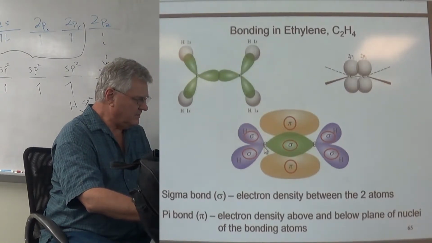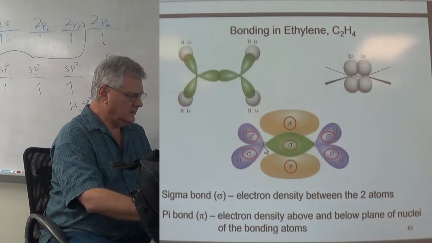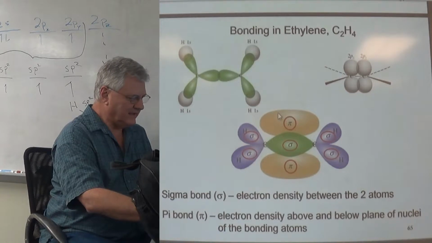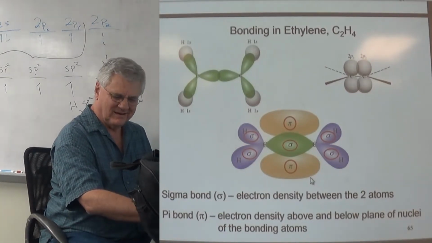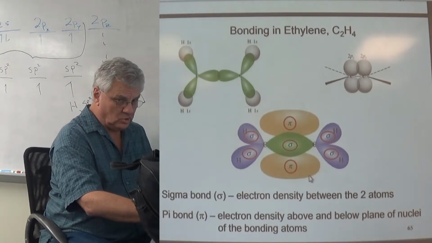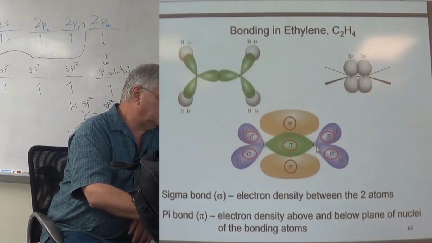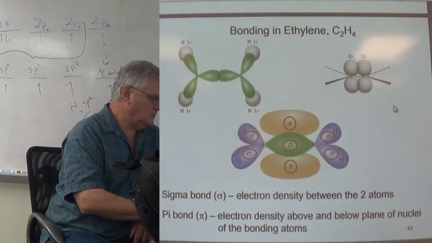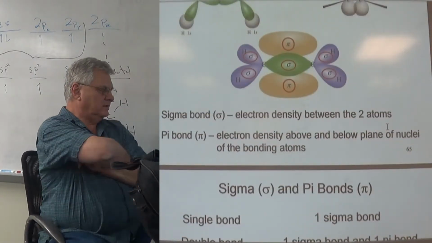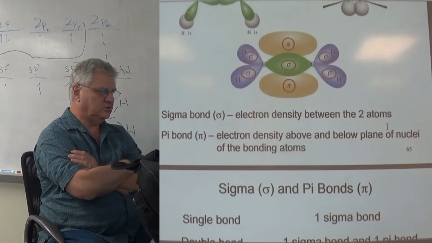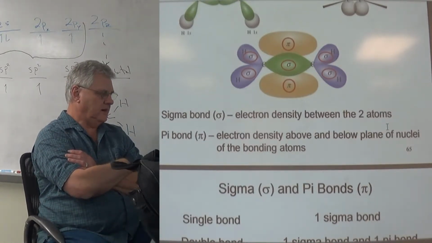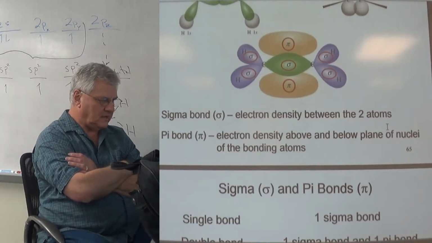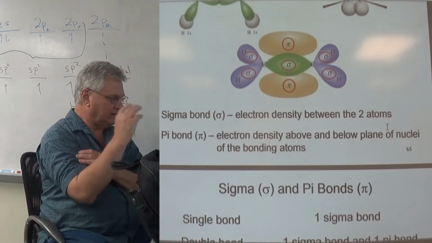Okay, so this carbon, if it's sp2 hybridized, has 3 sigma bonds and 1 pi bond. Don't forget, above and below, this is 1 bond. P orbitals have nodes. And then this carbon's also sp2 hybridized, so it has 3 sigma bonds and again 1 pi bond. And they spell it out here, what's referred to as a sigma bond, electron density between 2 atoms. Pi bond, electron density above and below the plane of the nuclei of the bonding atoms.